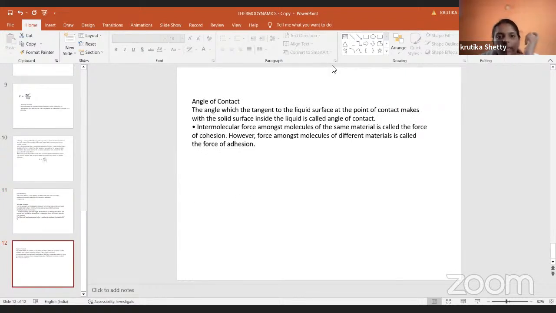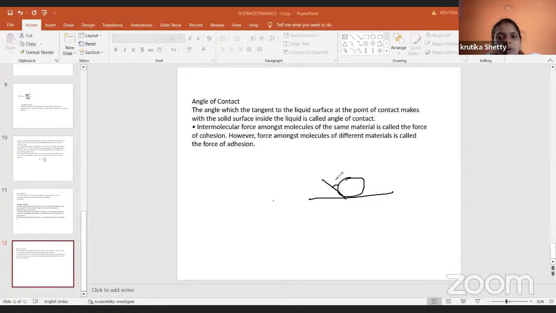So if you consider, I'll show you. Suppose this is one solid surface, and on it there is a water droplet or some liquid drop. So whatever angle it is creating here, this angle is called the angle of contact. It is the tangent drawn to the liquid surface at the point of contact which it makes with the solid. So this is called the angle of contact.